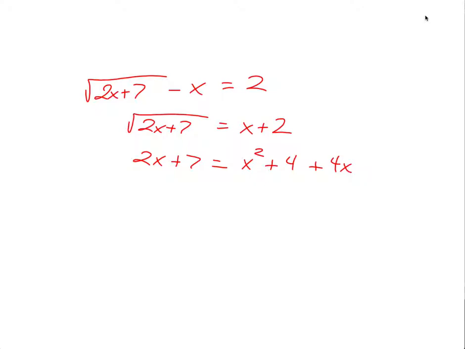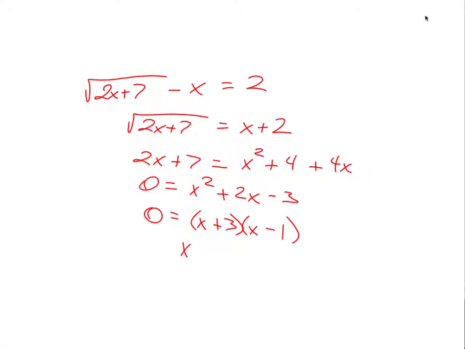Alright, now what? Get everything on the same side. Which side do I want to go to? Right side. Why do I want to go to the right side? I want my largest exponent to be positive. So x squared plus 2x minus 3. Then what? Factor. That's x plus 3, x minus 1. So that means x is negative 3 and 1.